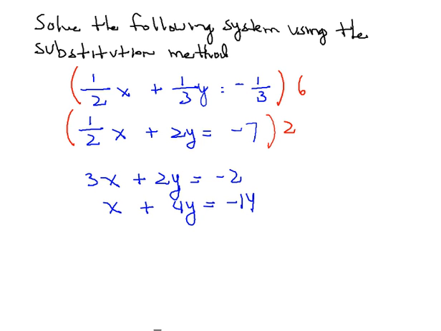Now at this point, I think it's pretty clear the best choice for solving for one of the variables would be the second equation, where we would solve it for x, because solving for any of the other variables in either equation would result in some fractions, which of course we don't like. So let's solve this equation now for x. So x would be equal to negative 14 minus 4y. And what we'll do next is substitute that value for x in the first equation.